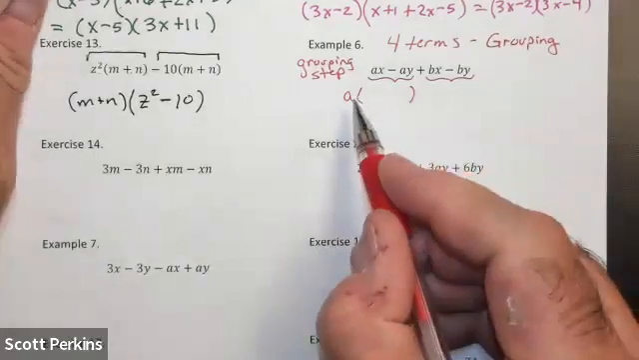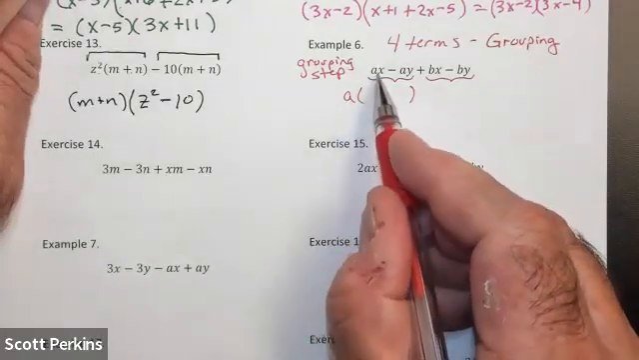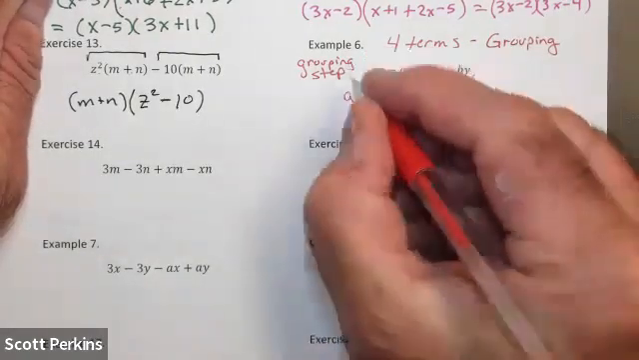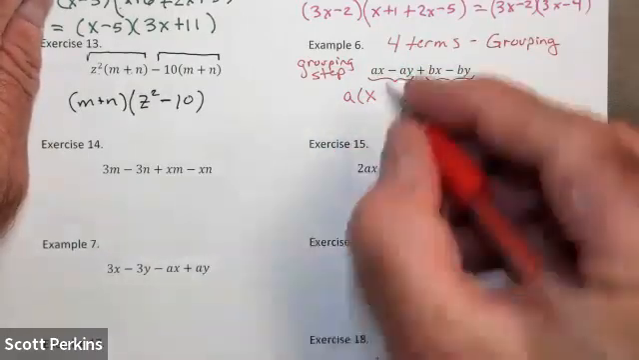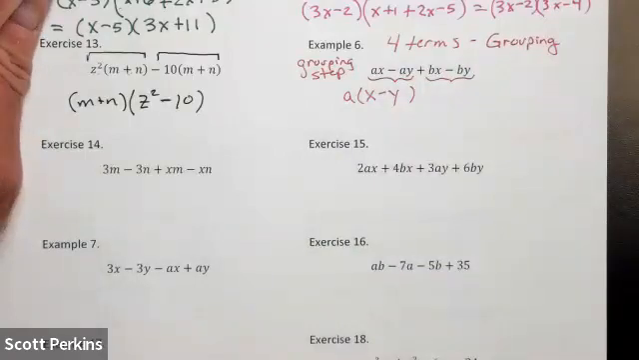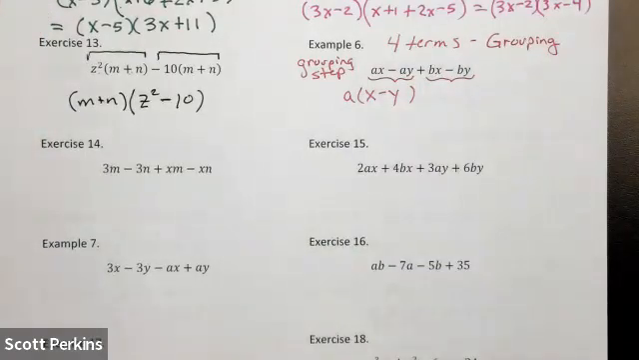And when I factor the a out of the first 2 terms, ax divided by a leaves me x. And then negative ay divided by a leaves me negative y. That's just what we were doing on the front page. Absolutely no different. The only thing is I just looked at the first 2 terms.